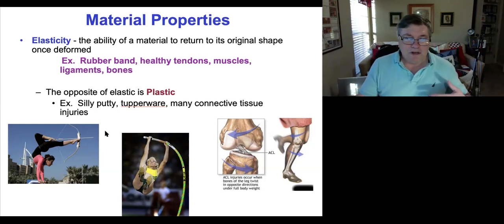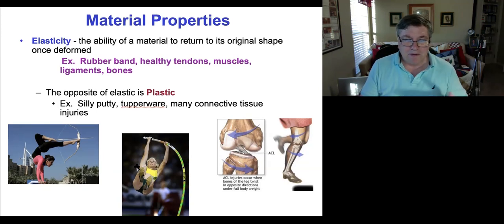So the materials in our body are tendons, ligaments, cartilage, etc. We're seeing a couple of extraordinary feats here, which mean that these materials are working in what we call the elastic region of the curve. That's the healthy region. That's where we want to be for our bones, tendons, ligaments, cartilage. Also, if you're doing pole vaulting, you want the pole itself to be in that healthy region.